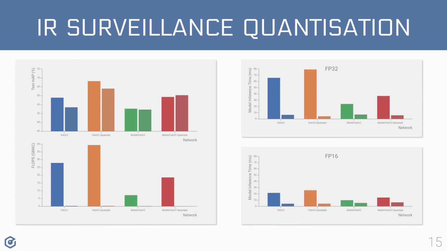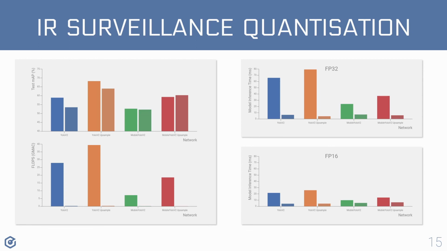Bringing this to 16-bit floating point yields the same results as before. The slower networks gain more than the faster networks, but still everything becomes a little bit faster. And again, after adding the post-processing, we get a final result. YOLO v2 upsample, our fastest network, can handle a 640 by 512 image stream at 128 FPS for this dataset, which is quite impressive.